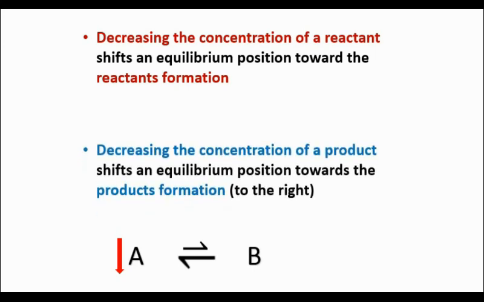Decreasing the concentration of a product, B here, will shift the equilibrium position towards the product formation, which is to the right. So look at the example carefully. Decreasing the concentration of B will shift the equilibrium position towards the formation of B, towards the formation of product.